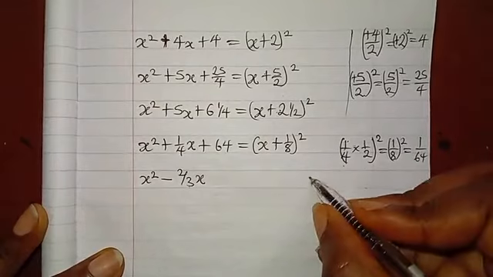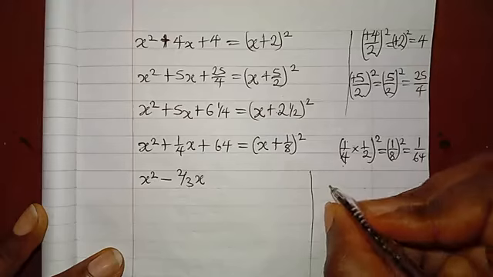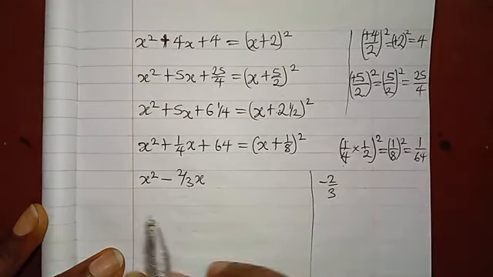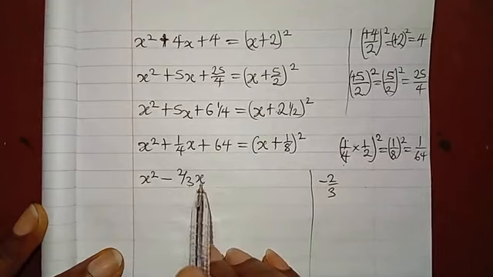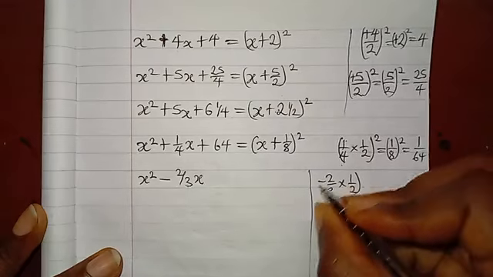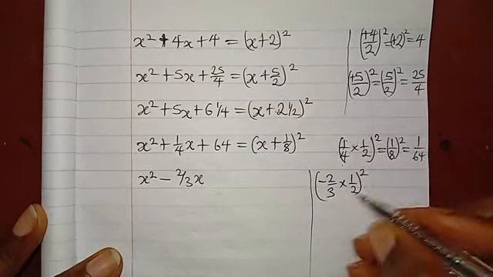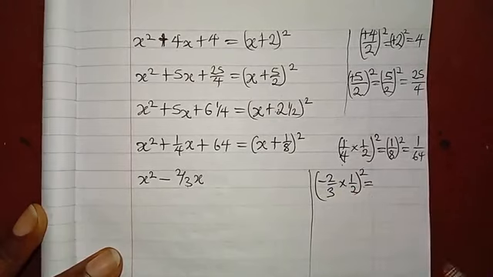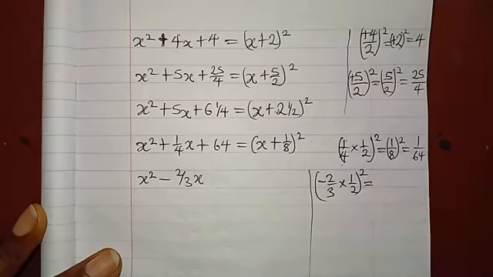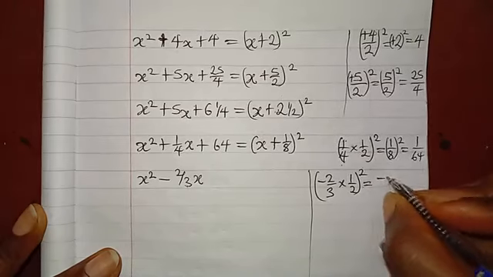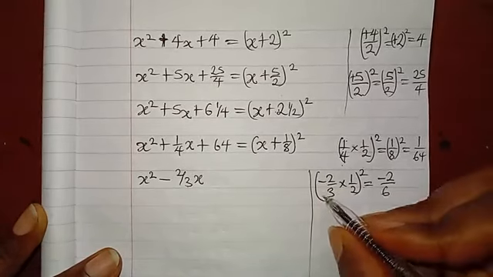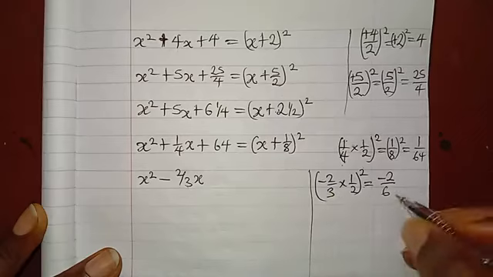Same way, we go over to our rough work side. We have minus 2 over 3 as the coefficient of our x, and we get the half of it by multiplying by half. And then at the end of the day, we are going to square it. So when we solve the bracket, we're going to get minus 2 over 6. That is minus 2 times 1, minus 2 ahead. 3 times 2 is 6.